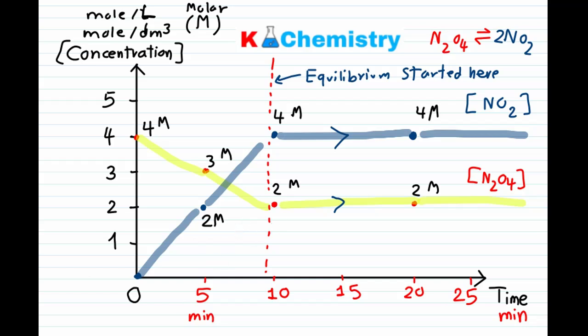This dashed line divides the graph, and on the left there is no equilibrium. In this area there is no equilibrium. The rate of the forward reaction moving from left to right is faster than the rate of the backward reaction. That's why N2O4 highly decomposed into NO2, and the concentration of N2O4 was decreasing, and the concentration of NO2 was increasing, because the rate of the decomposition was faster than the rate of the backward reaction.